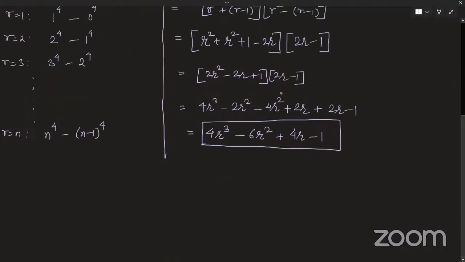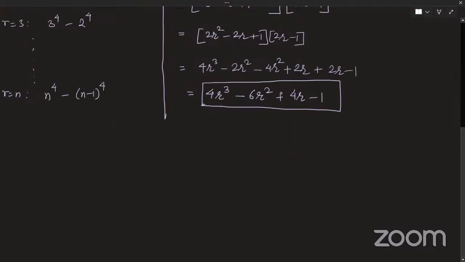Correct. And what about this one? What will it become? Basically, I have to take sigma of Tr from r equal to 1 to n. So how do I impose sigma on this large bracket? I can split sigma on each of these. So it becomes 4 times sigma r cube minus 6 times sigma r square plus 4 times sigma r minus sigma 1. Correct?